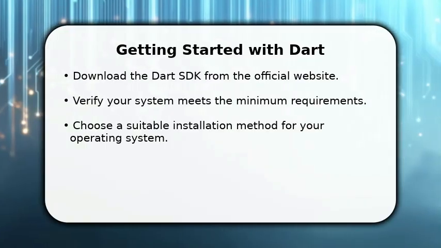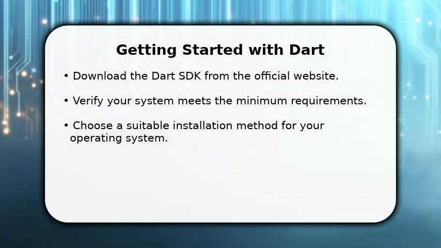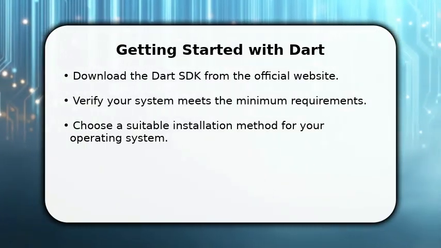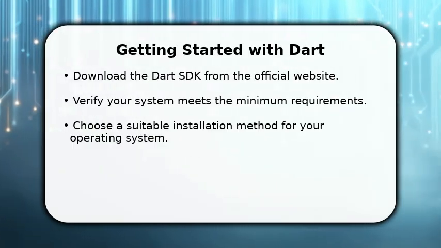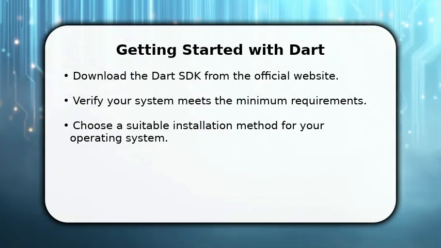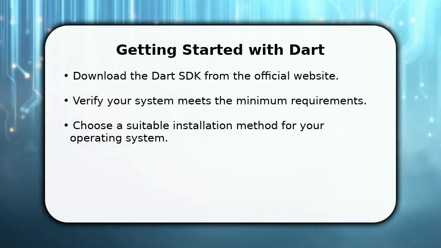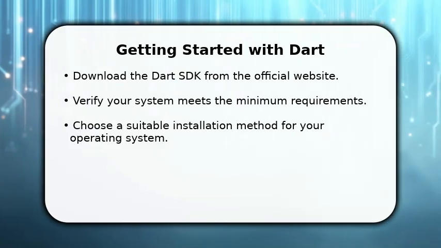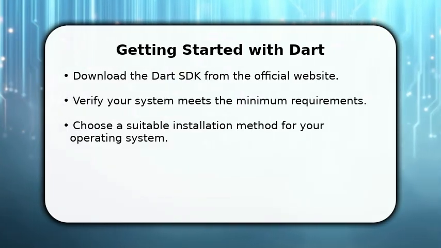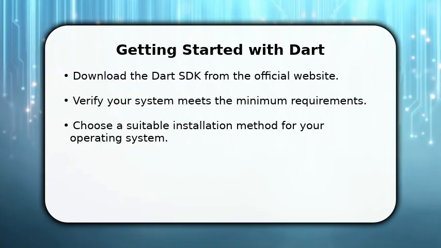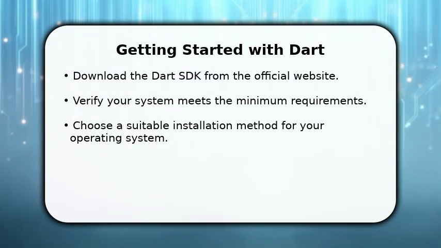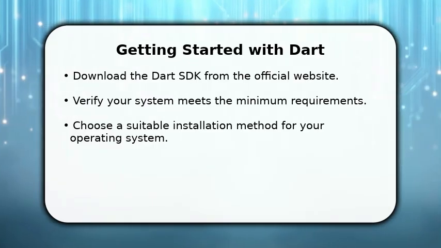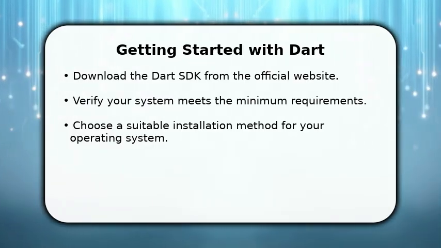In this video, I will show how to set up Dart. First, you will need to download the Dart Software Development Kit, or SDK, directly from the official Dart website. Before downloading, ensure your computer meets the basic system requirements for a smooth installation. There are several installation methods available, so pick the one that best suits your operating system, whether it is Windows, Mac OS, or Linux. This initial step is crucial for a successful development environment.